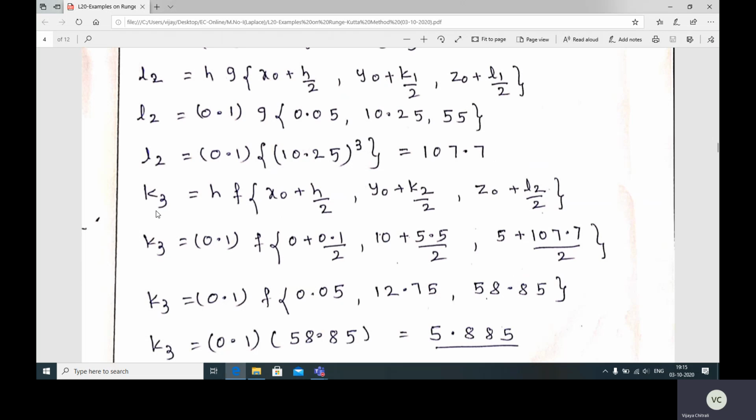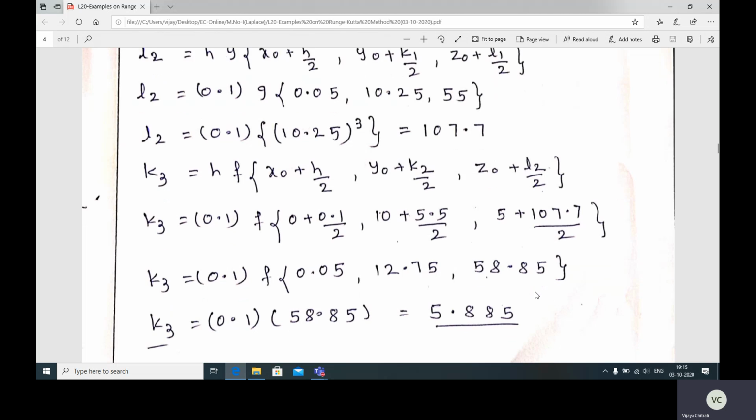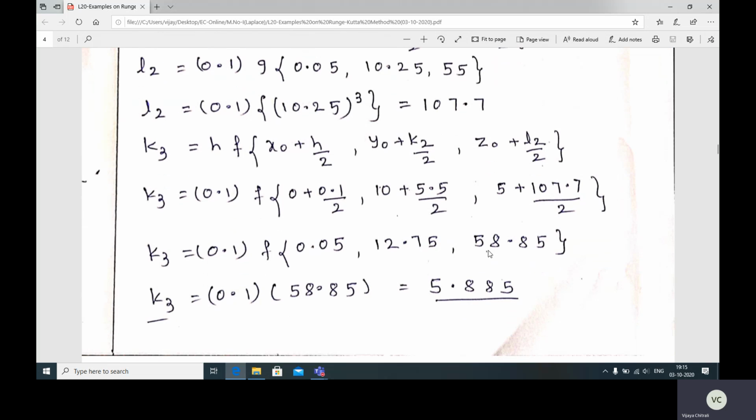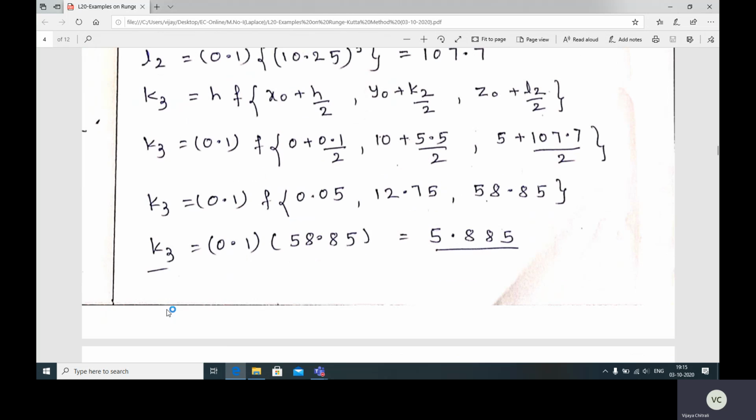Now calculate K3. So K3 is equal to h into f of x naught plus h by 2, y naught plus k2 by 2, z naught plus l2 by 2. X naught is 0, h is 0.1 and y naught is 10, k2 is 5.5, z naught is 5 and l2 is 107.7. So we'll get this as x naught plus h by 2 as 0.05, y naught plus k2 by 2 as 12.75, z naught plus l2 by 2 as 58.85. f of x, y, z is z. So in place of z, 58.85. So 58.85 into 0.1 is 5.885. So this is K3.